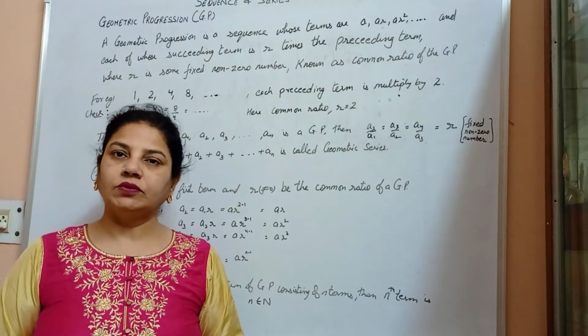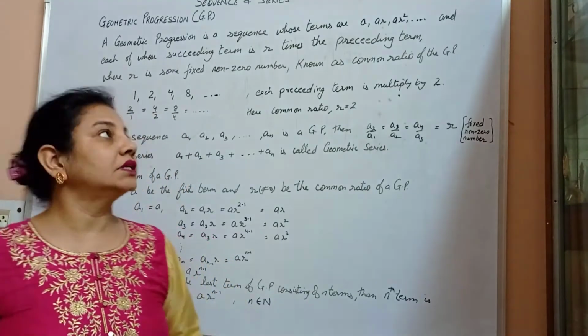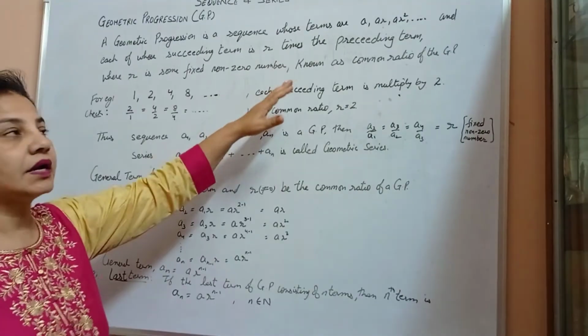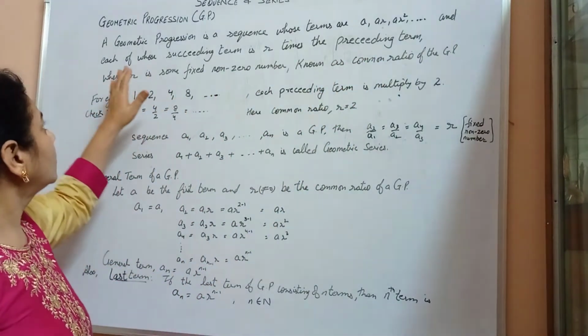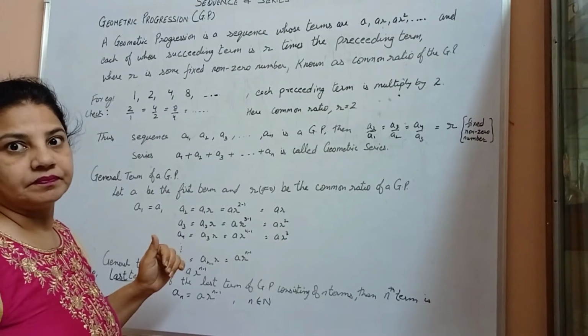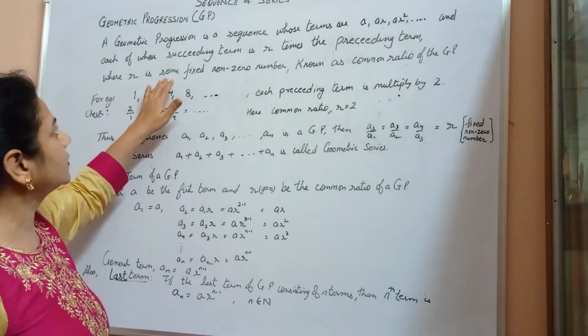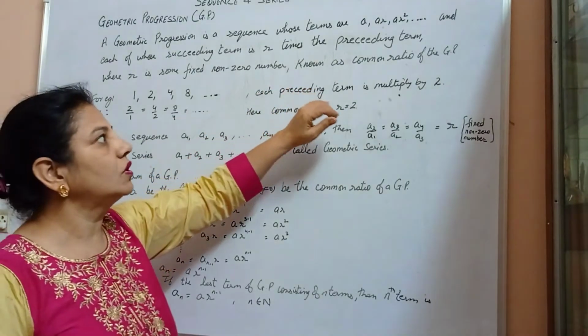Sequence and series, part 2. A geometrical progression. A geometrical progression is a sequence whose terms are a, ar, ar square and so on, and each of whose succeeding term is r times the preceding term, where r is some fixed non-zero number known as the common ratio of the GP.